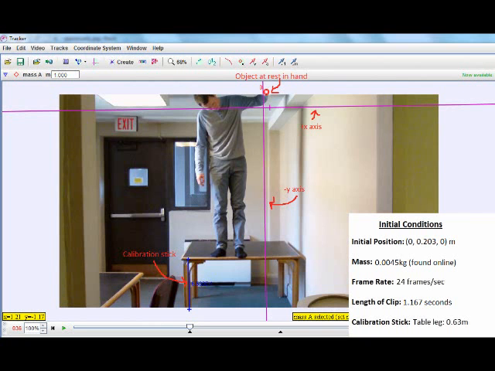Here is the first frame of the paper video. I started the video while the paper was at rest in my friend's hand. You can see the initial conditions, including initial position, mass, frame rate, length of clip, and calibration length, in the bottom right corner. You can see I have marked the axes, object, and calibration stick in the video. The axes are oriented so that the object falls down the negative y-axis.